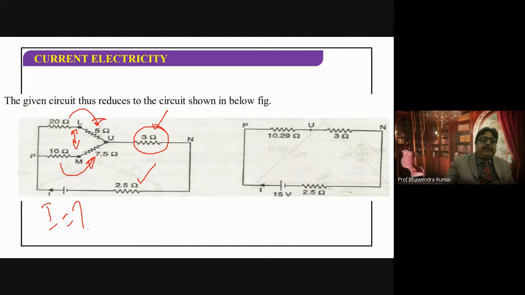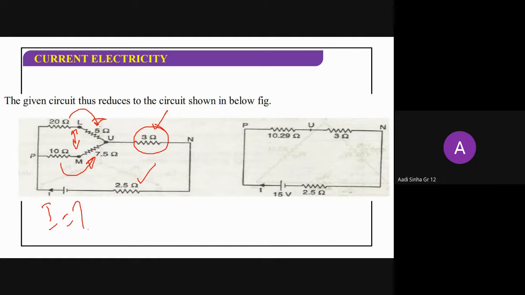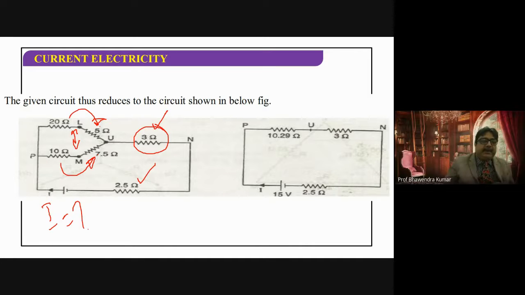Sir, if in the question they ask what's the current flowing through the 20 ohm resistance, is the first image fine? Can we use it to find the current? Yeah. If we have to find the current in a specific resistance, then we have to find the point. This point.